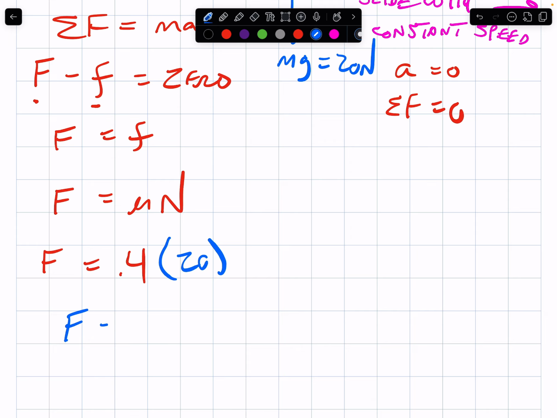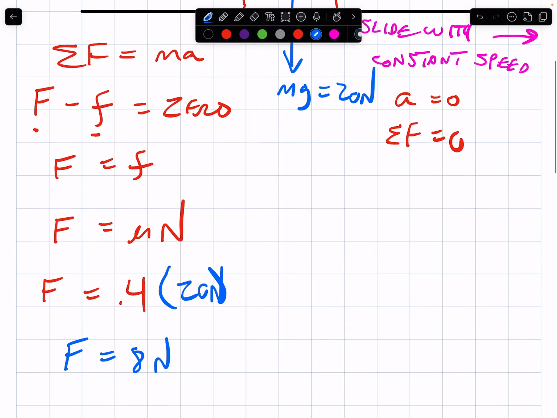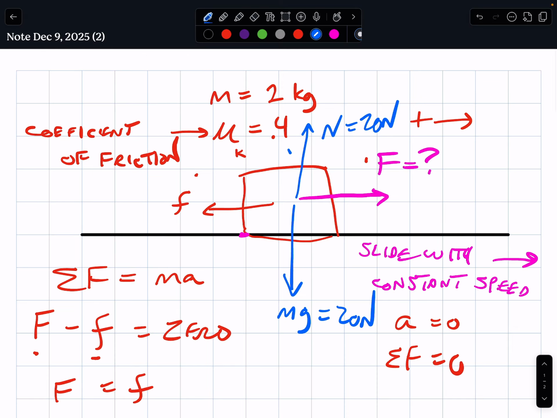So to keep this thing moving along here, the force pulling it or pushing it has to be 8 newtons. That has an n on it, by the way. So there you go. 8 newtons. Problem done. Let's try another one.